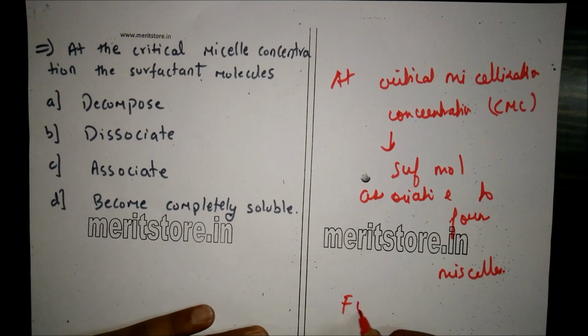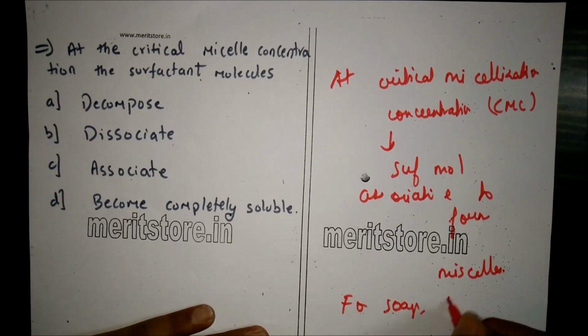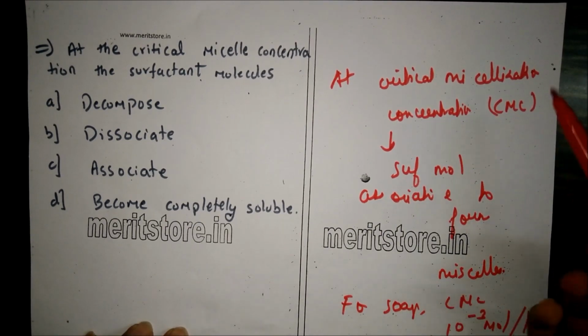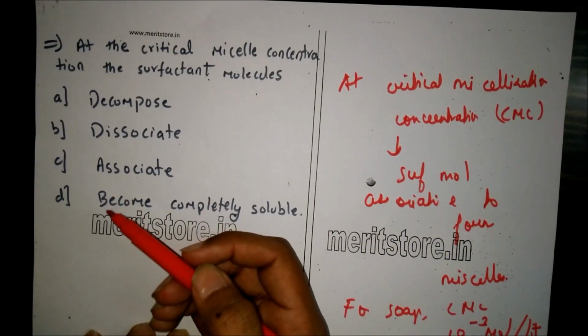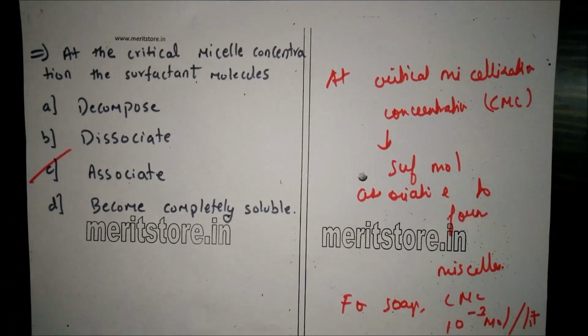For soap, the CMC is actually 10 raised to minus 3 moles per liter. Therefore, at critical micellization concentration, surface molecules associate. Therefore, the correct answer is option C, associate.